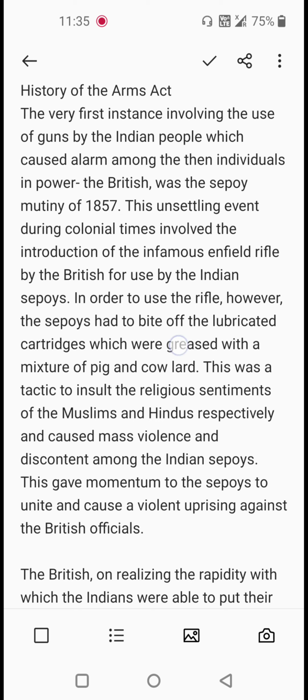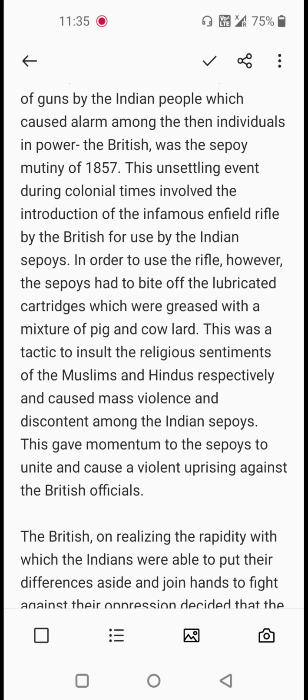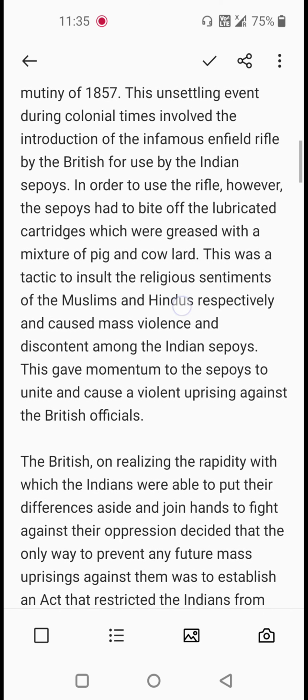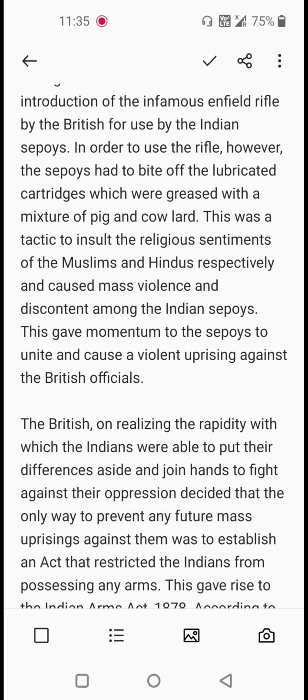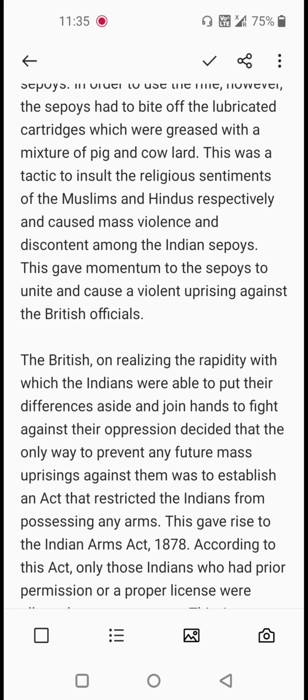In order to use the rifle, however, the sepoys had to bite off the lubricated cartridges, which were greased with a mixture of pig and cow lard. This was a tactic to insult the religious sentiments of the Muslims and Hindus respectively and caused mass violence and discontent among the Indian sepoys. Actually, this article is so good that I'm not going to explain too much. I'm just reading it, so enjoy it.